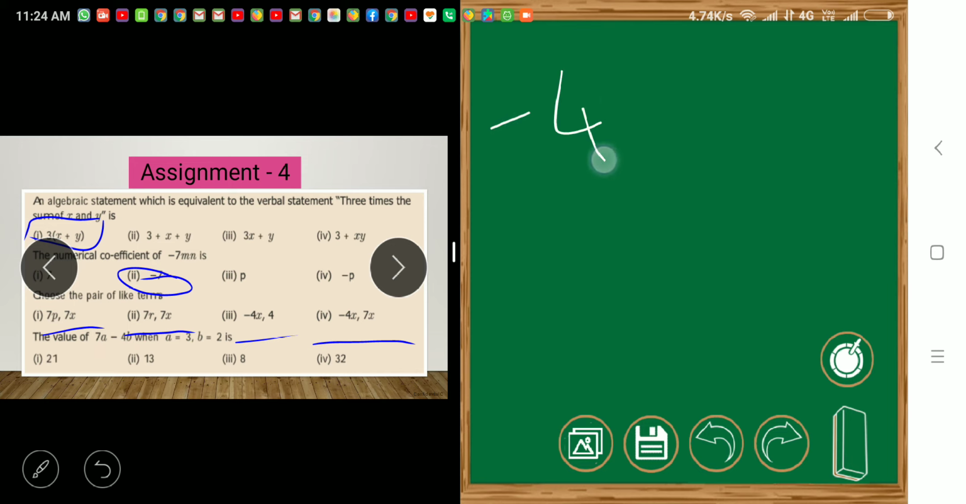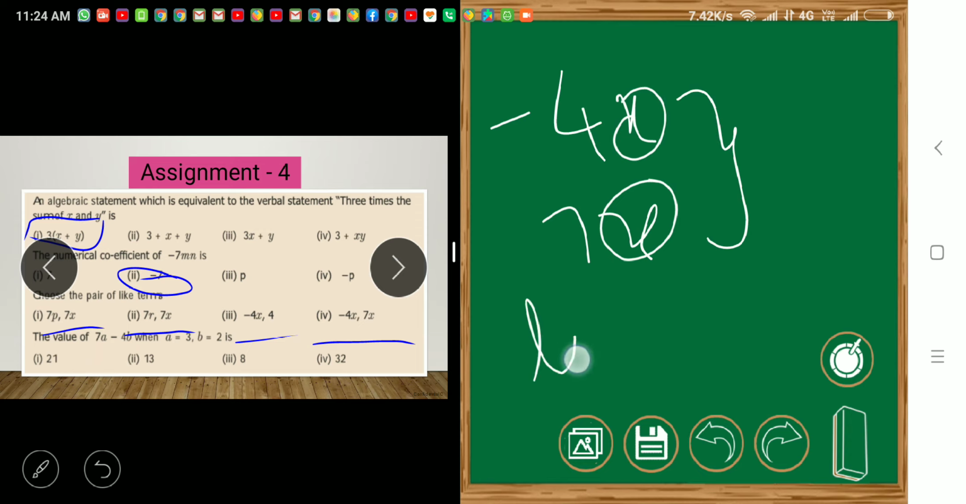So minus 4x and 7x. In this only the variables are same. So this is the only like term. So this option only is correct.